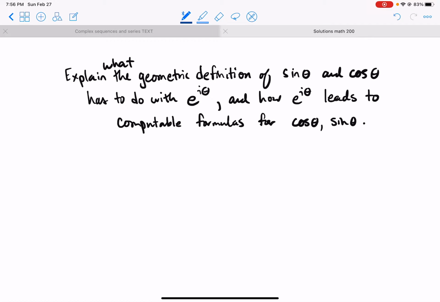Okay, hi everybody. Explain what the geometric definition of sine theta and cos theta has to do with e to the i theta, and how e to the i theta leads to computable formulas for these things, right? Because nobody knows how to compute the cosine of 1.1. Actually, probably nobody knows how to compute the cosine of 1. So until we learn this, let's do it.